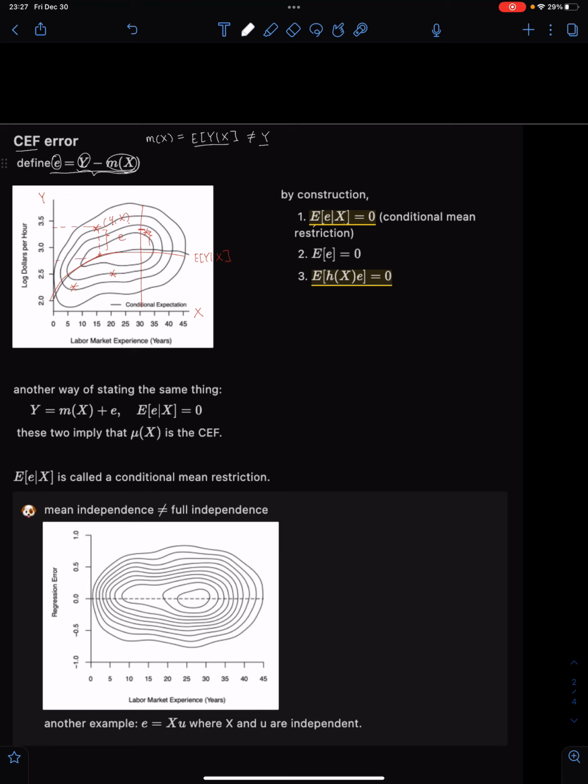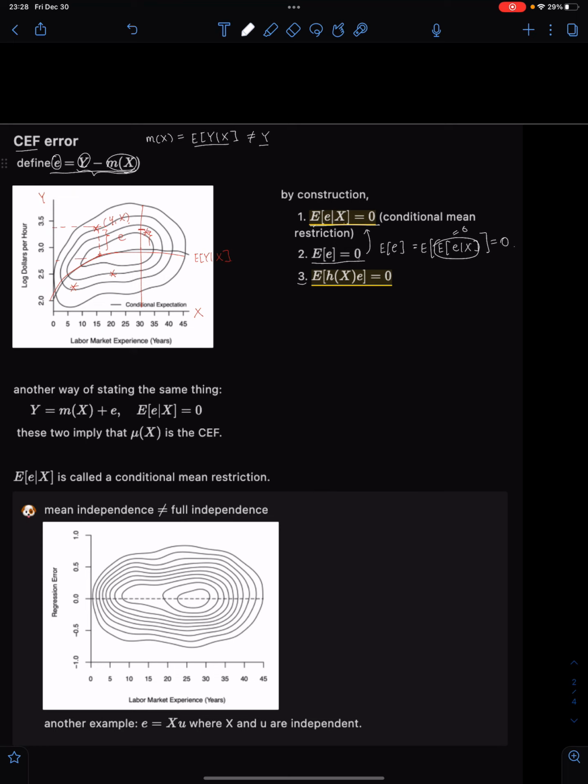The second property of your conditional expectation function error is that unconditionally as well, the expectation is going to be 0. And this follows directly from the first property and the law of iterated expectations. The law of iterated expectations says that the expectation of e is given by the expectation of the conditional expectation of e given x. And from the first property, we know that this part is 0. So in the end, this part as a whole will be 0.